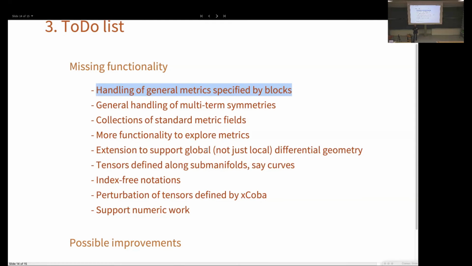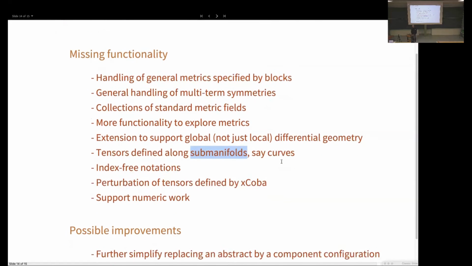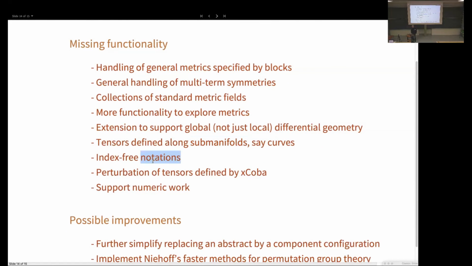xAct at the moment only does local things. It's all differentiation; there's nothing global. So when I say DefManifold, that's actually just a coordinate patch. Tensors defined along submanifolds like curves are not handled yet. Index-free notation: I noticed that you all use index-free notation now, but xAct is purely indicial. So it would be good to also have index-free notation.